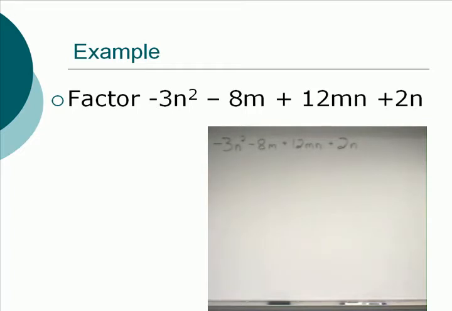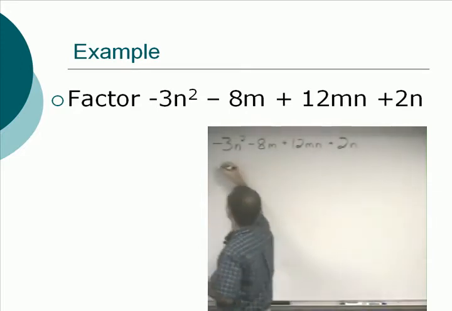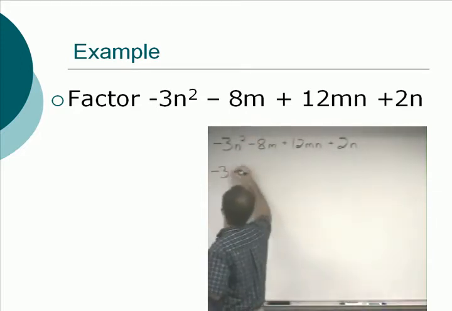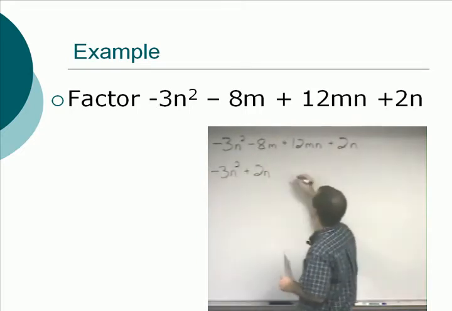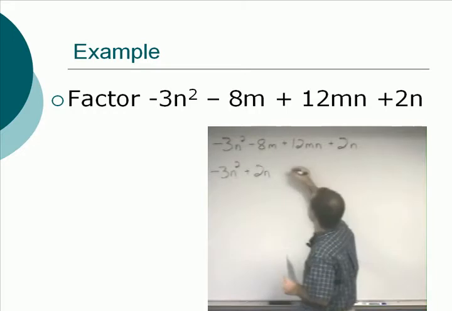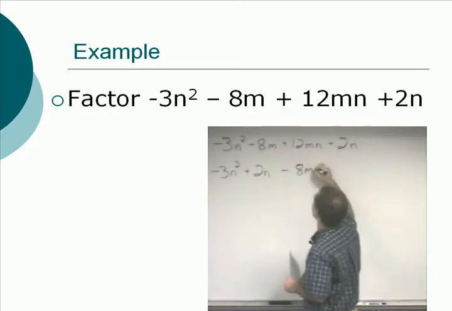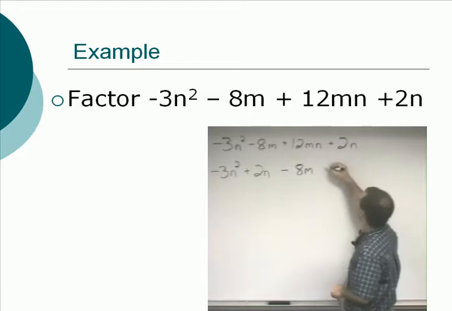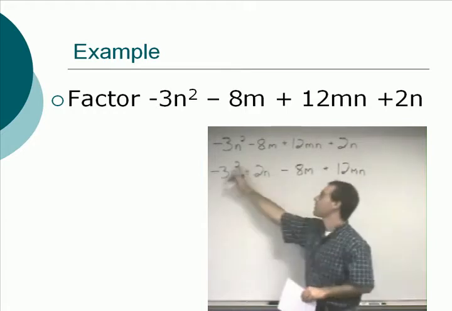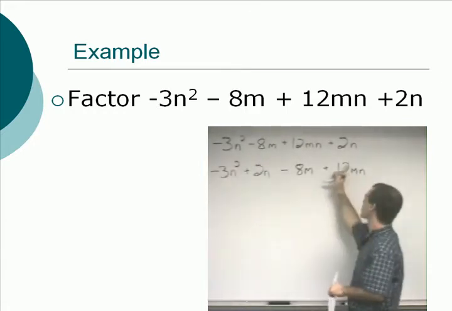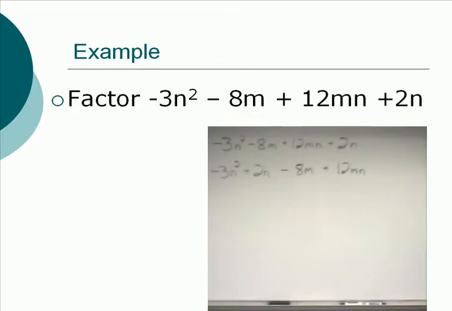Let's put the 2n in the second spot. And then all the m's will drift back to the back. So let's rearrange this and write negative 3n squared plus 2n. Now those two have a common factor of n. And then we'll shift these to the back. Minus 8m and plus 12mn. Now there's a common factor of n here, and there's a common factor of m right there. Okay, now we're going to split it down the middle.